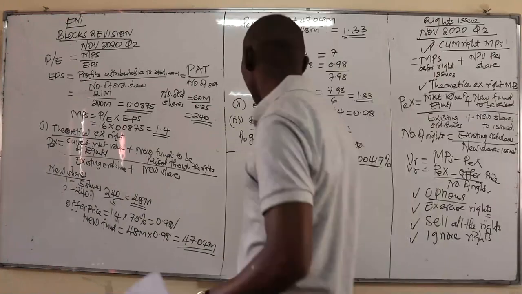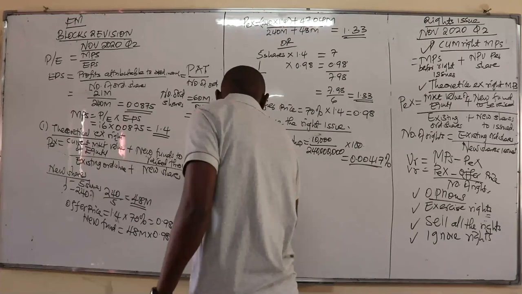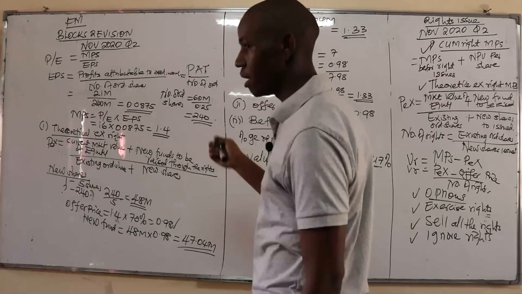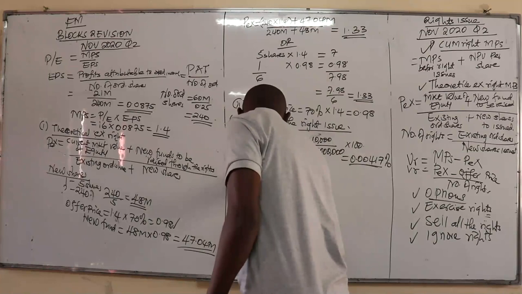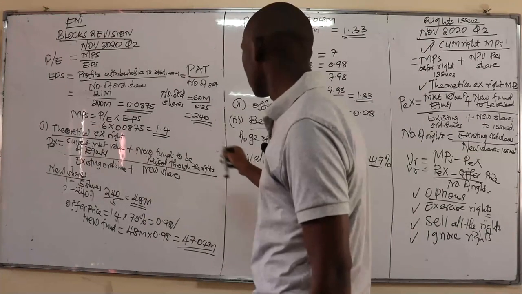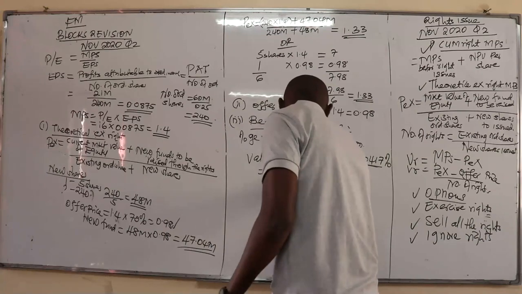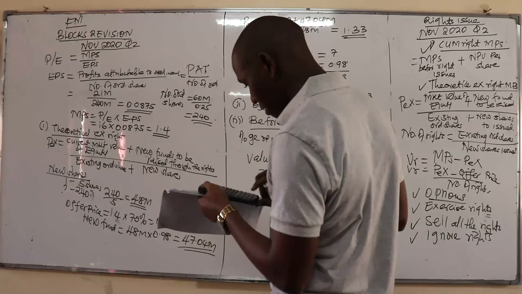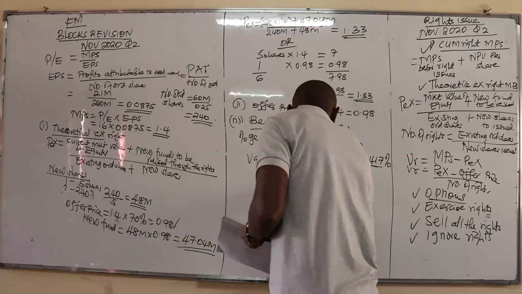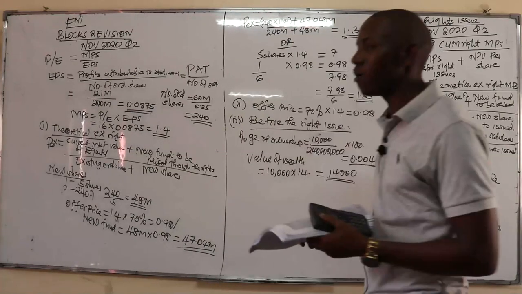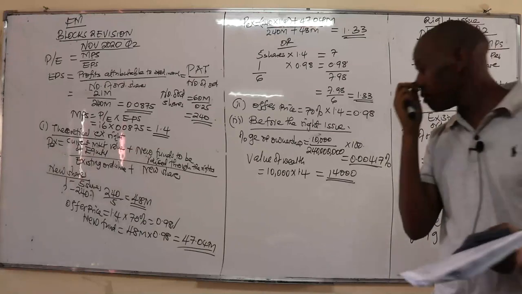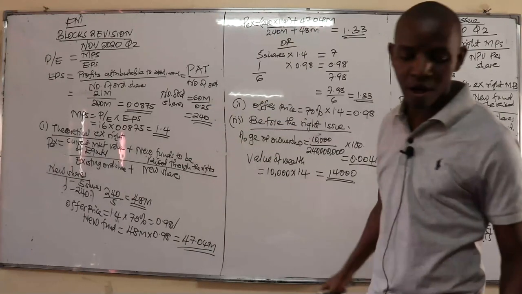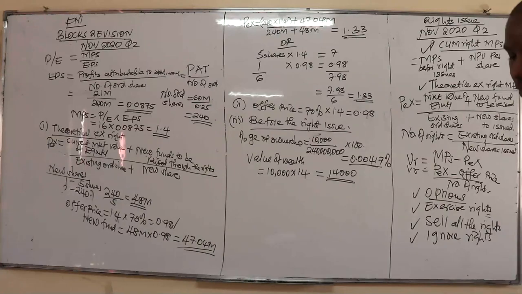Meaning that the value of wealth of this investor before the rights issue, we know the market price was 1.4. So you take those 10,000 ordinary shares and multiply by the market price of 1.4. So before the rights issue, the investor had 14,000. Remember, the price before the rights issue is 1.4. That is the amount that he has.